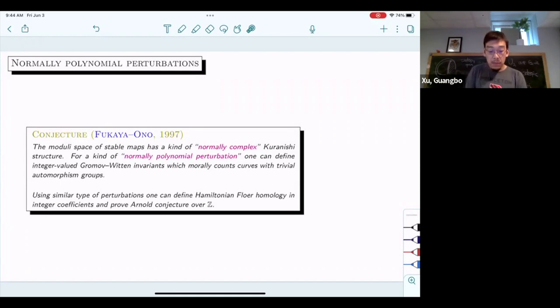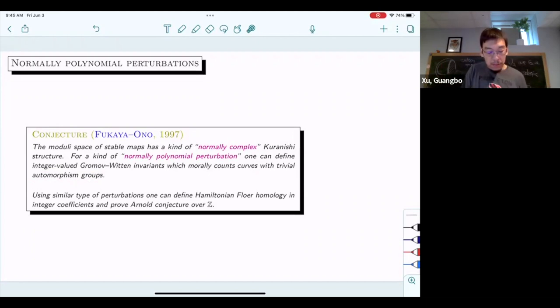And then you can just use a kind of normally polynomial perturbation on this whole Kuranishi structure or the associated good coordinate system, then you should be able to define integer valued Gromov-Witten invariants. And if that can be defined, you can see that those invariants will morally count curves with trivial automorphism groups, because you sort of throw away those points with non-trivial symmetries.